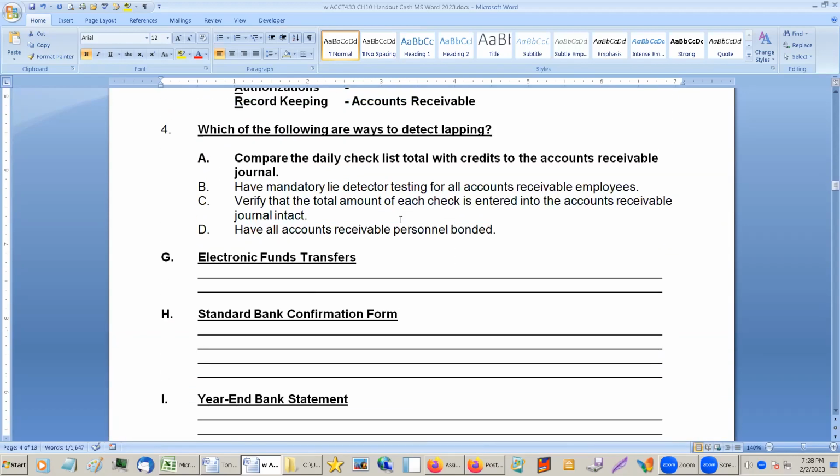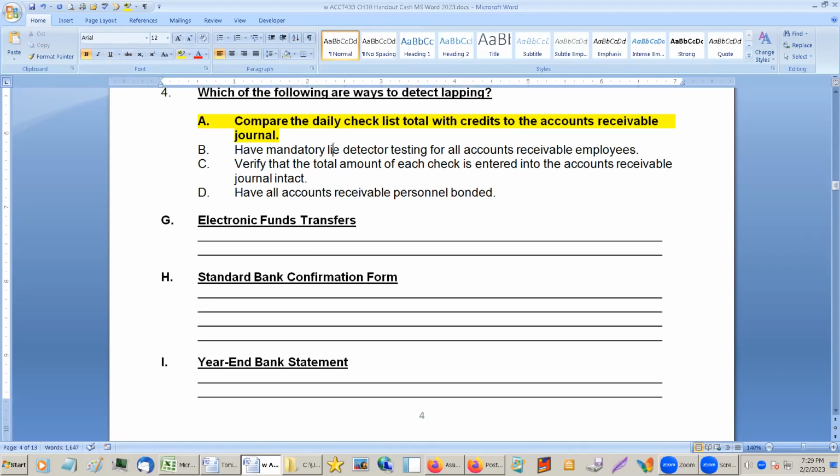So A could have certainly, it is possible they could find it. Lie detectors are pretty much meaningless. C is a good one. Verify that total amount of each check is entered in the accounts receivable journal intact.